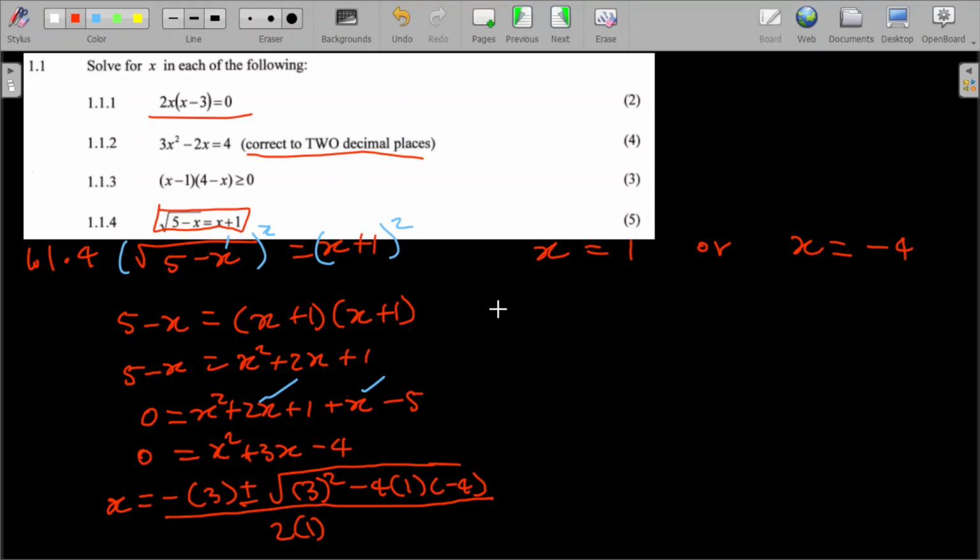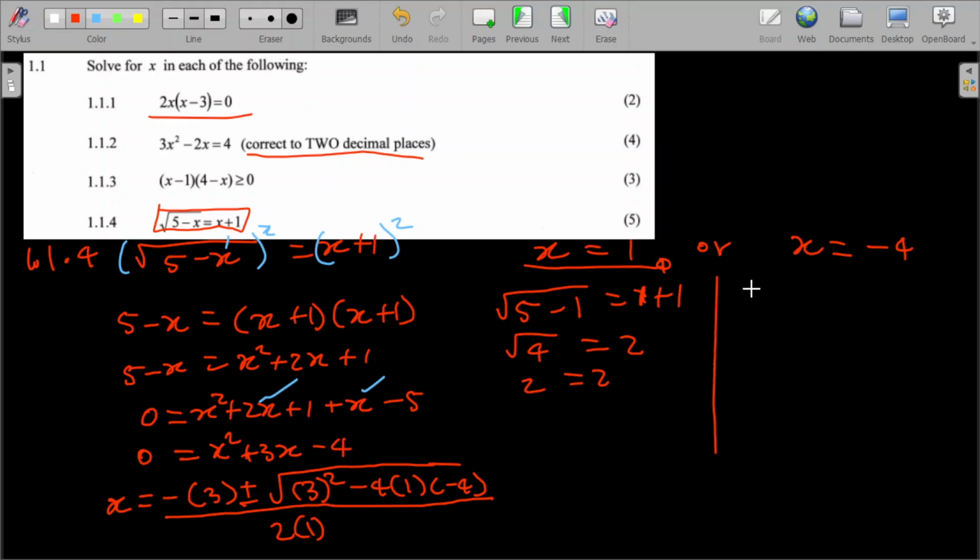So checking this one here, it's going to be 5 now minus 1 is equals to another 1 plus 1. So what is the answer here? It's going to be the square root of 4, which is going to be 2. Square root of 4 is what? It is 2. So 2 and 2. So this is a solution. So I can say this is a solution.